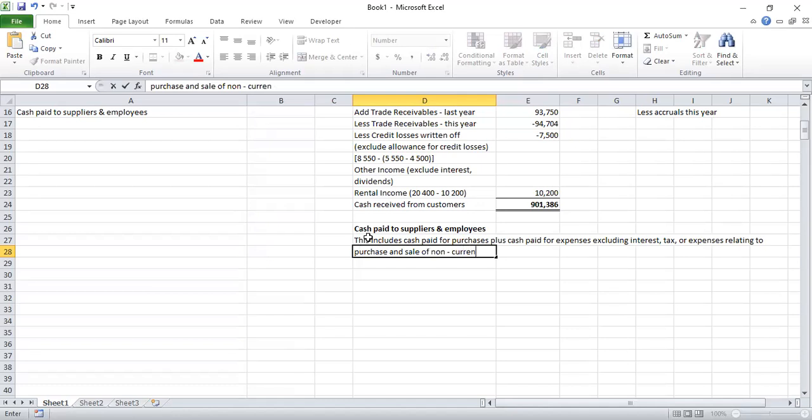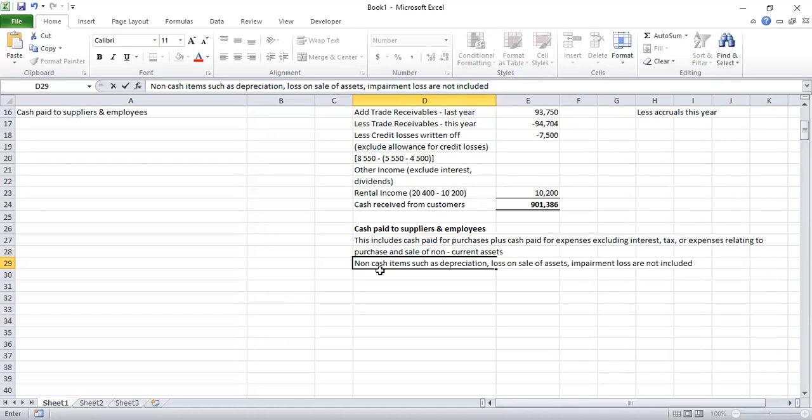And remember, we don't include non-cash items, such as depreciation, loss on sale of assets, impairments. They are not included. Right, and also credit losses are not included. Remember, it's in cash received from customers. We accounted for it up there, so it will not be accounted for here again.